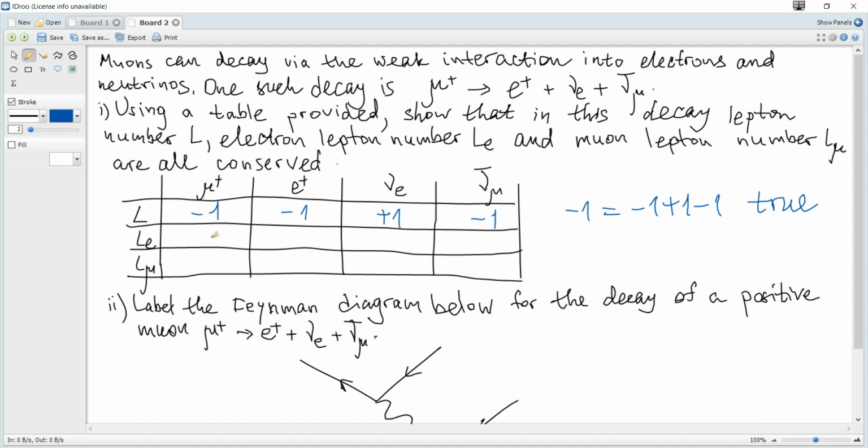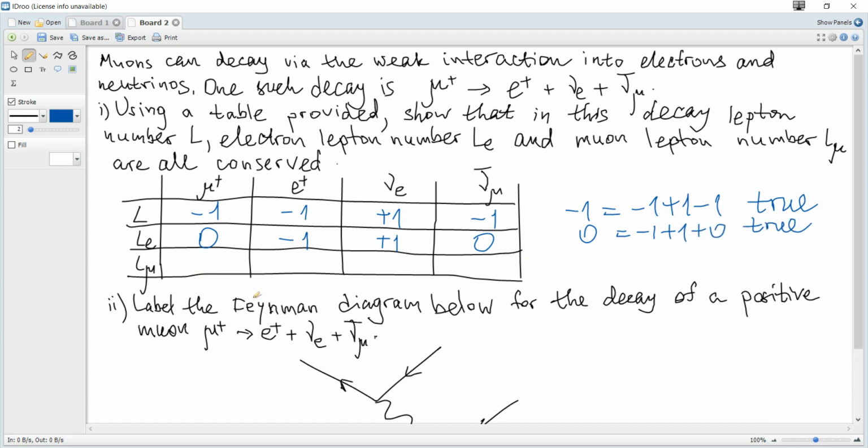So, muon, it's not an electron-lepton, so Le is 0. Positron, it's an electron-lepton but an antiparticle, so -1. Electron neutrino, it's a particle and an electron-lepton, +1. Muon antineutrino, it's not an electron-lepton at all, so it's 0. So 0 equals -1 plus 1 plus 0, true, as required.